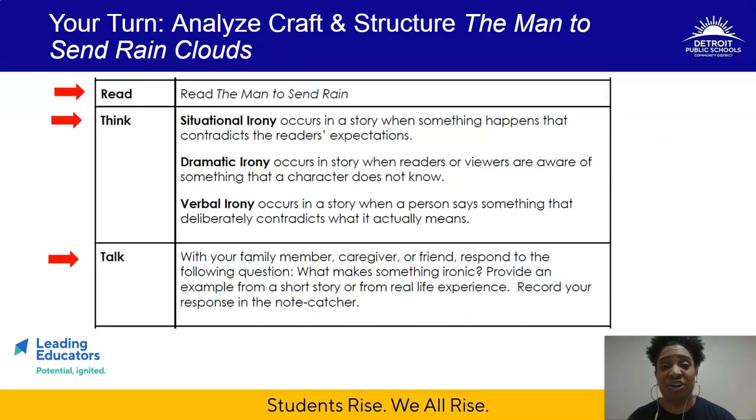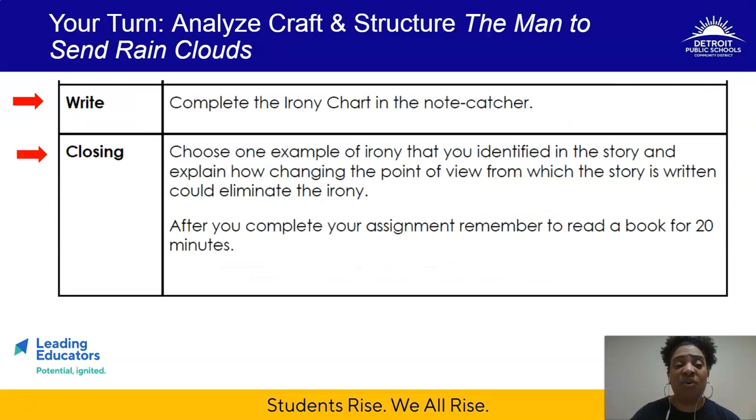So now it's your turn to read, think, talk, write. Review what situational, dramatic, and verbal irony is. Talk with a family caregiver or friend about what you find to be ironic, whether it's a real life example or an example from a short story that we've read or that you've read outside of this. And then you're going to move on and complete the irony chart, finding examples of the 3 types of irony from the text, and close by connecting your understanding of irony to how point of view allows irony to take place in a story. Okay?